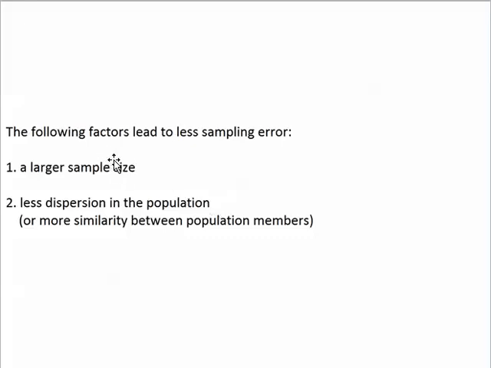So overall, you're likely to have less sampling error with a larger sample size and with less dispersion in the population. Now, the amount of dispersion in the population isn't something that you can control. It just is what it is. So if you know that the population that you're sampling from has a lot of dispersion, then what you have to do is use a larger sample size to make up for it and to make it likely that you'll get a more accurate result.